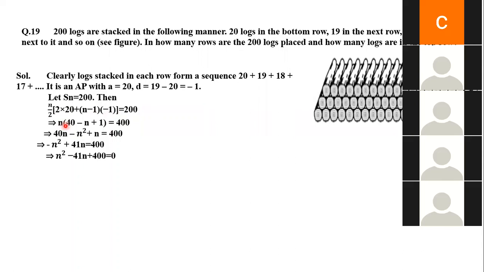So here I'll multiply n into this equation: 40n minus n square plus n is equal to 400. Here minus n square, 40n plus n is plus 41n, is equal to 400. Now I'll shift these terms to the right side. A negative n square shifted becomes plus n square minus 41n plus 400. Now I need to simplify this one. Factorize. What are the factors for 400? Those who have solved, tell me the answer. What are the factors for 400?